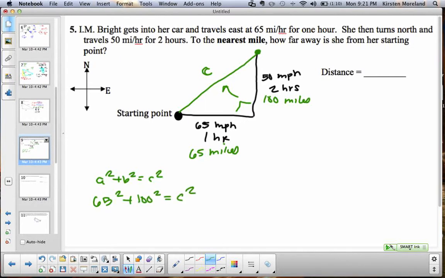So 65 squared plus 100 squared gives me 14,225, and then I square root. So the distance she is away is approximately 119.27 miles. So that means from her starting point, she is 119.27 miles.